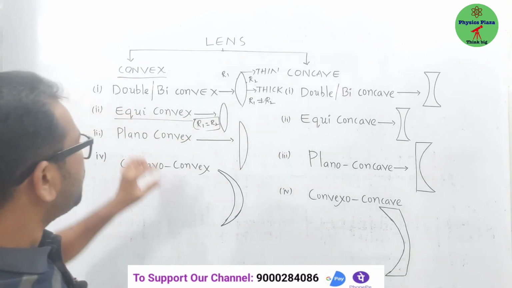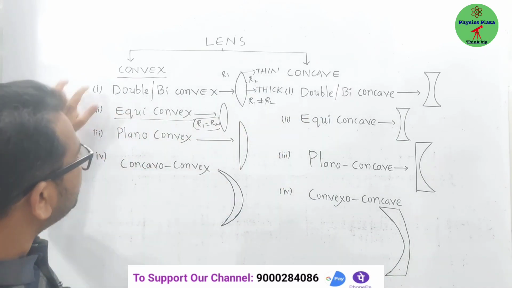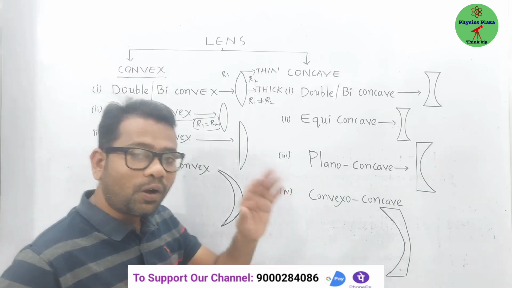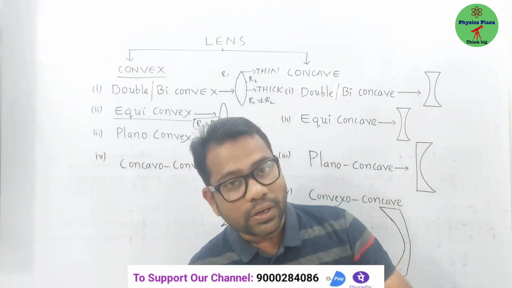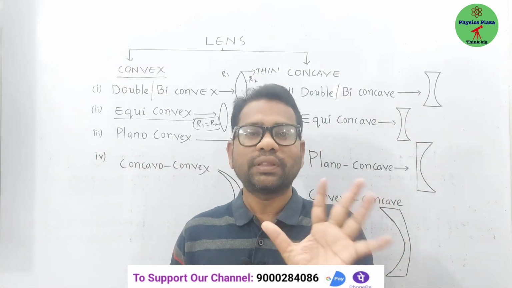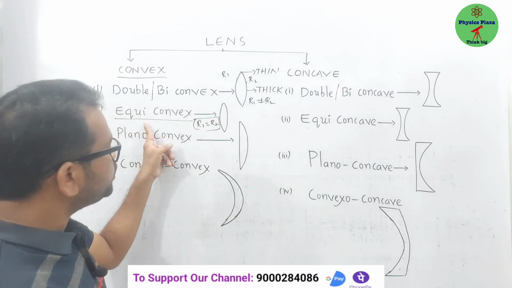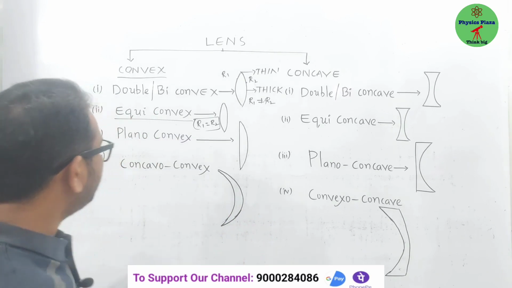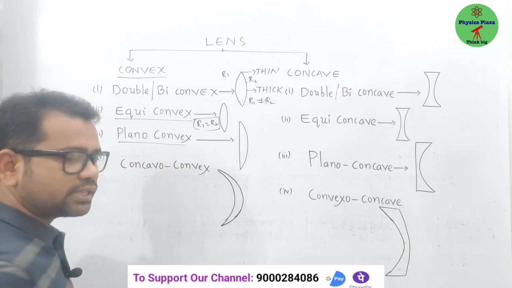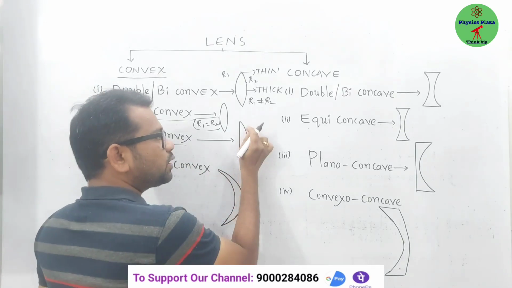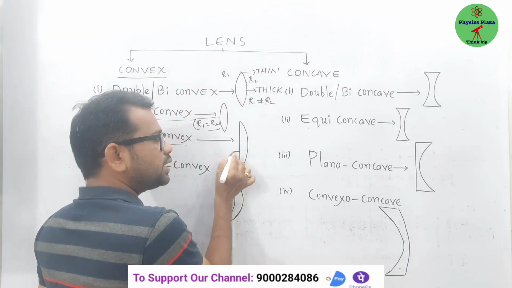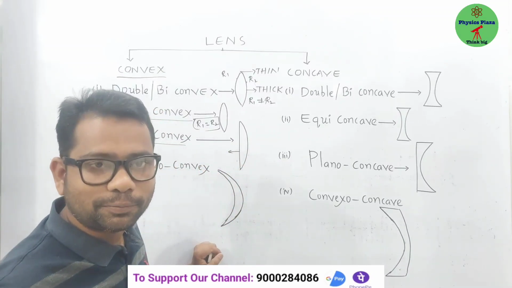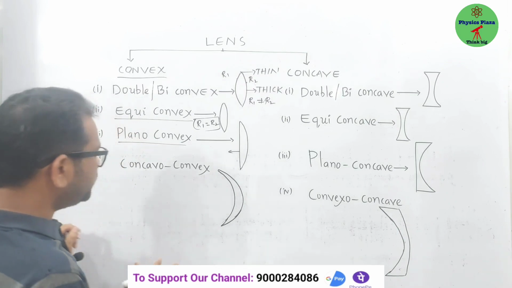So try to understand, children. All equiconvex lenses are double convex lenses, but all double convex lenses are not equiconvex lenses. Only one thing, children, for an equiconvex lens you should remember the radius of curvature must be equal. Clear? Fine. Next come to the plano convex lens. Yes, on one side a convex surface will be there, on the other side a plane surface will be there. That's it. Okay, fine.